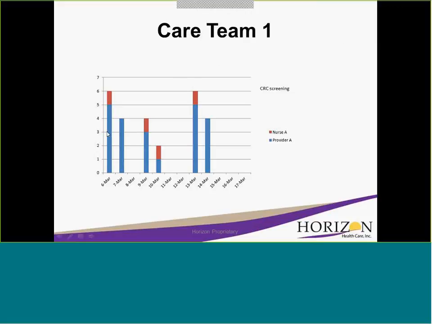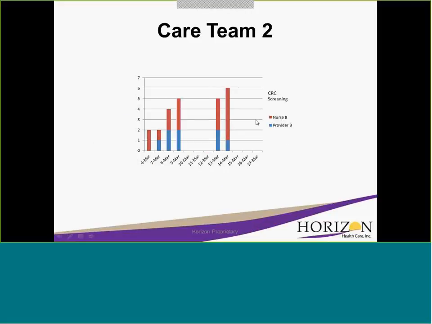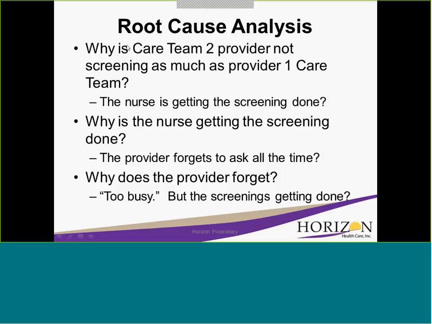So we plot this data on a chart. It's actually easier to see that provider A is initiating more screening than the team 2. We see that nurse B is screening more than provider B. The root cause analysis: why is the team 2 provider not screening as much as the provider 1 care team? It is because the nurse is getting the screening done.